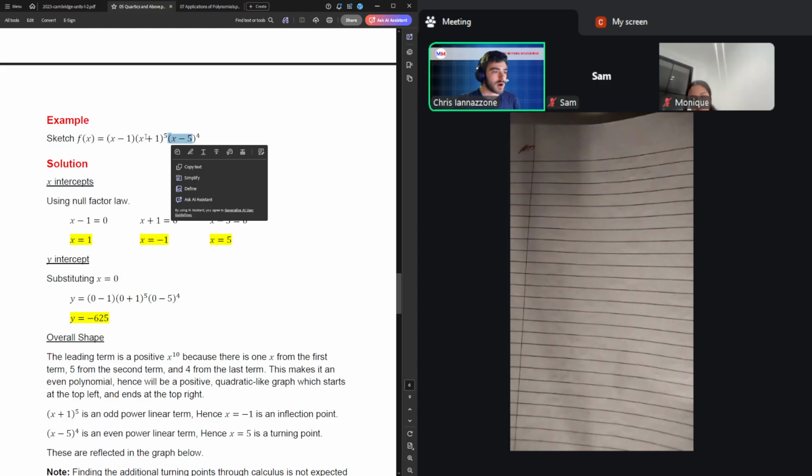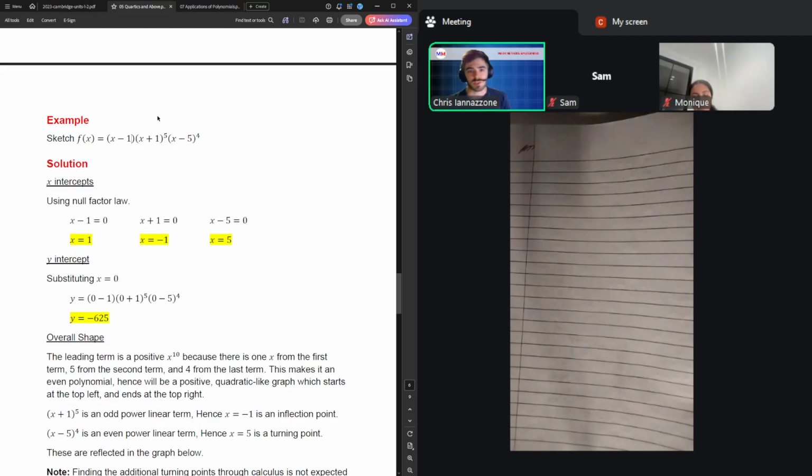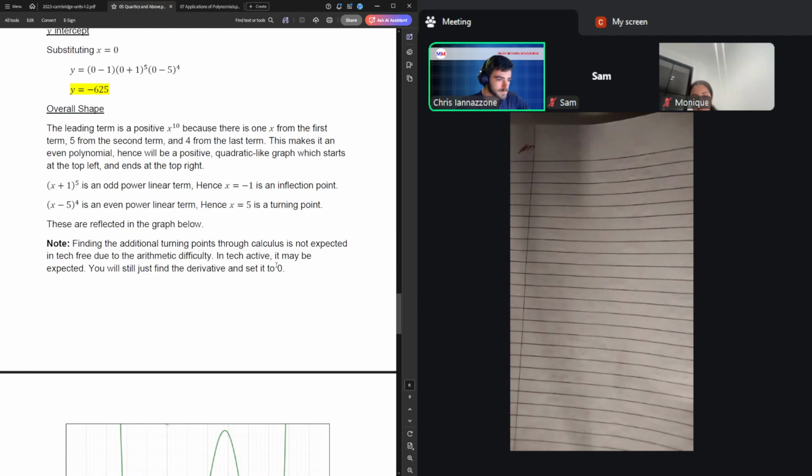So knowing high level conceptually what these terms are doing bypasses you having to plug and play, guess and check a lot to get there. You'll just sort of know conceptually what the overall behavior of the graph will be.